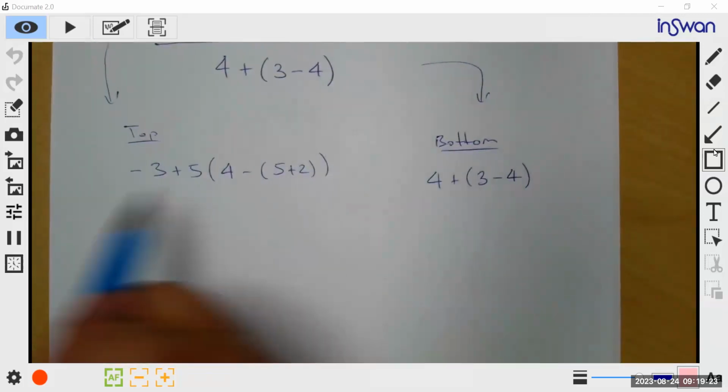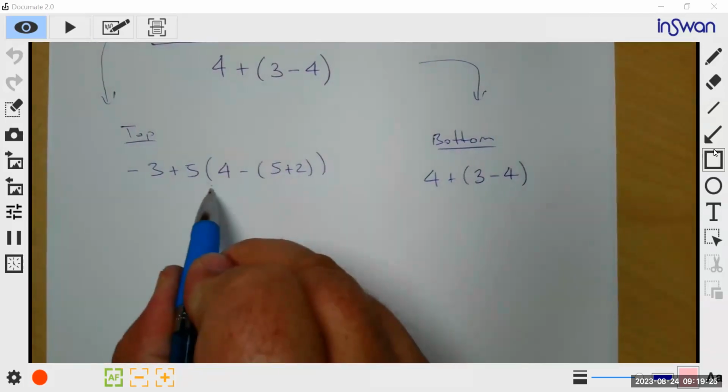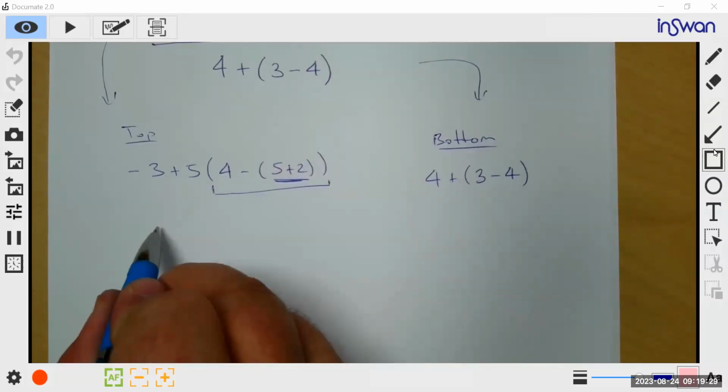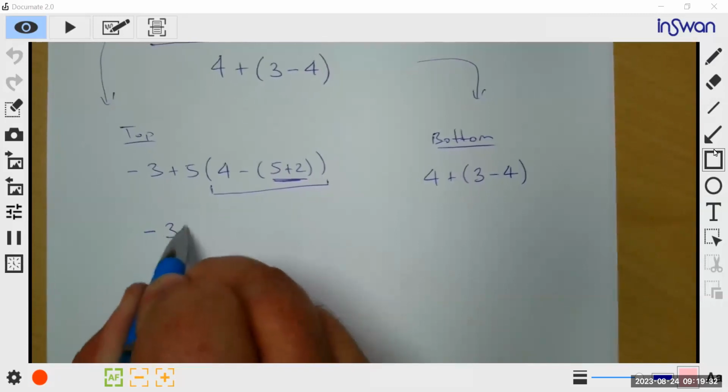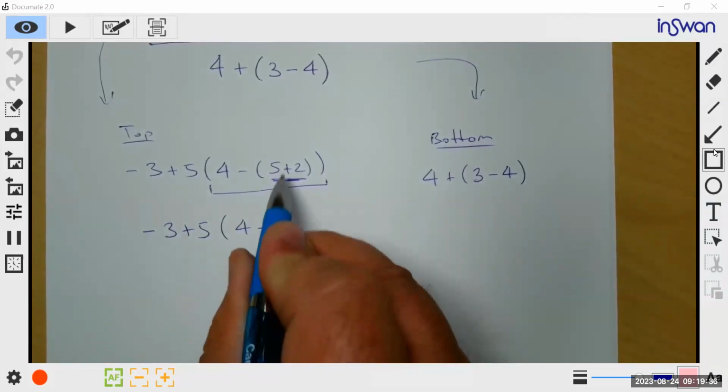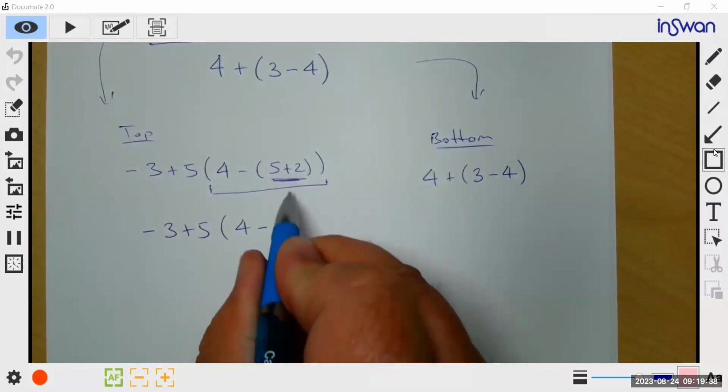All right, on the top. Here's left to right order of operations. We have a parenthesis, so we do inside there, and we have to do the inside of the inside. -3 plus 5. 4 minus 5 plus 2 is 7.